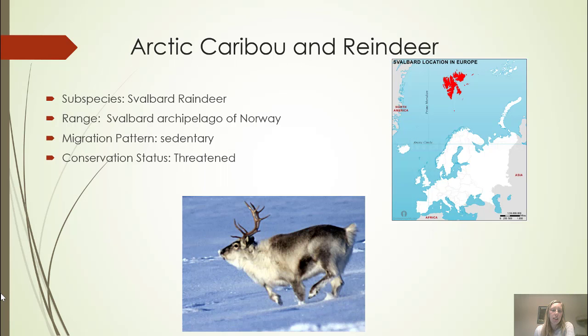Next is the Svalbard reindeer. Sorry about the misspelling of reindeer there. So these are found exclusively on an archipelago of Norway. They're relatively sedentary. They don't really migrate. They are a threatened species of reindeer. In about the 1920s, they were very overhunted and they almost went extinct. So they have come back to a more stable number, but they still are not very abundant on this island.